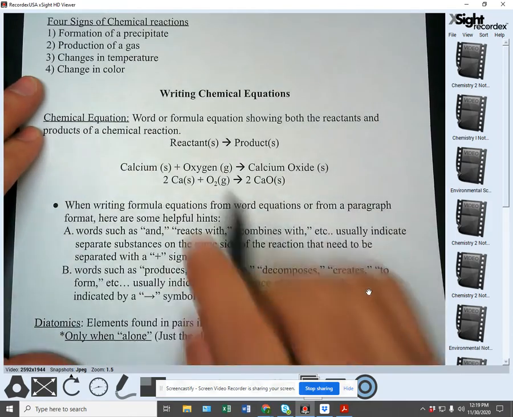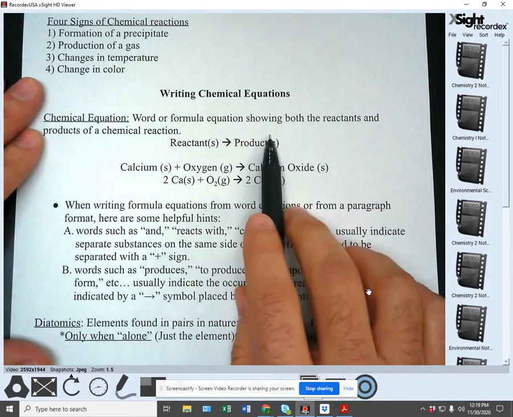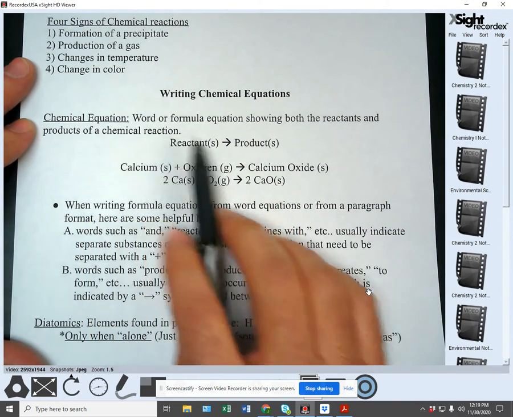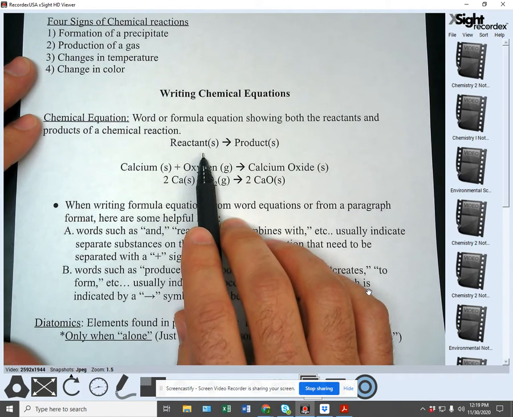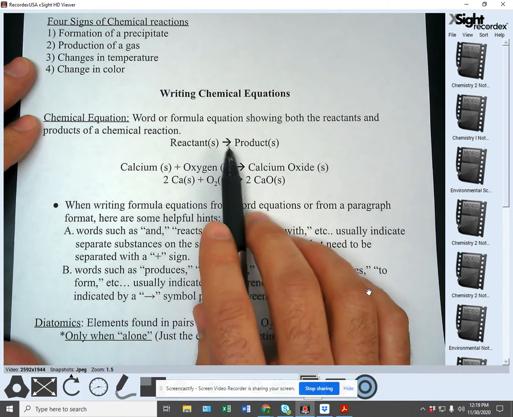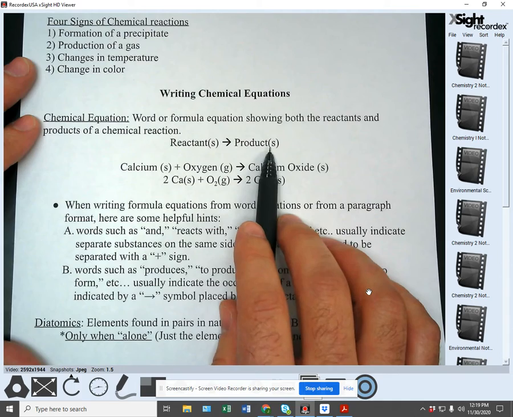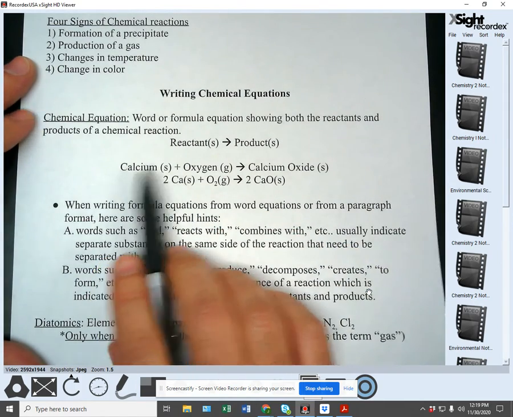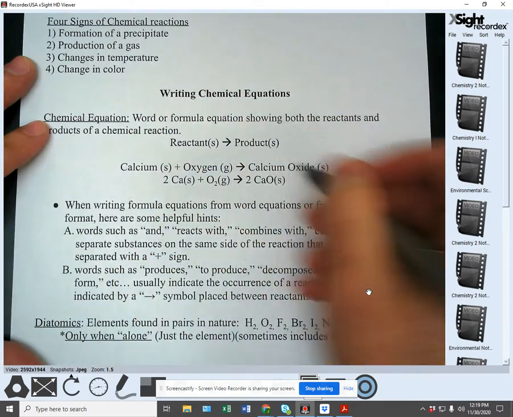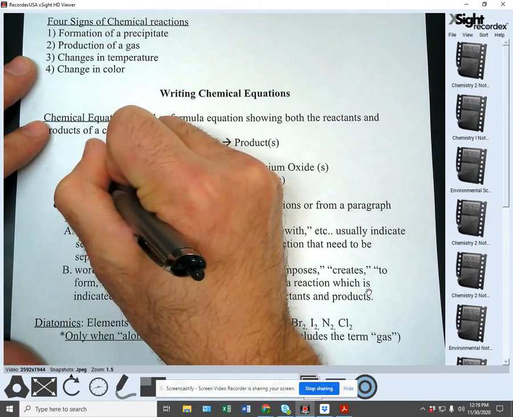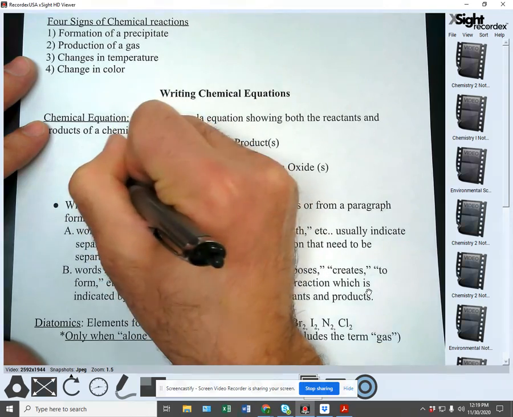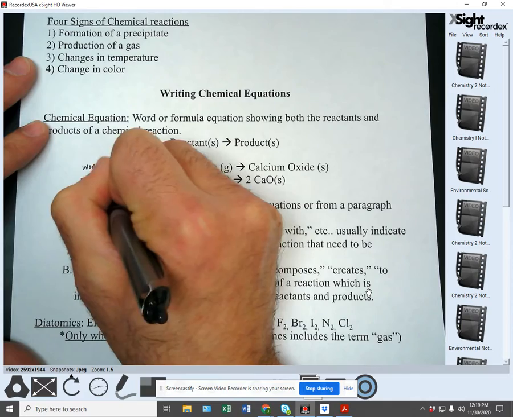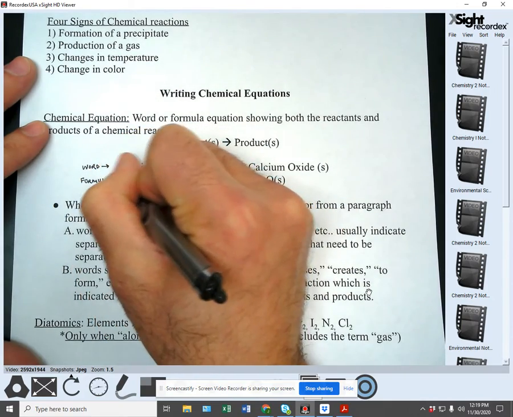So a chemical equation, as it says here, is a word or formula equation showing both the reactants and the products of a chemical reaction. The reactants are always on the left side, and the products are always on the right side. So we have an example here. The top one would be a word equation, and then this one would be a formula or molecular equation.